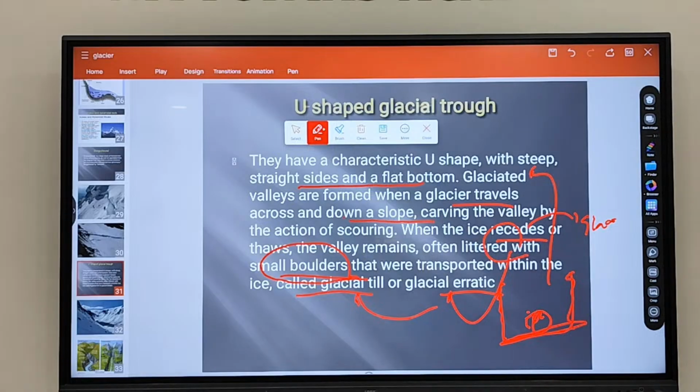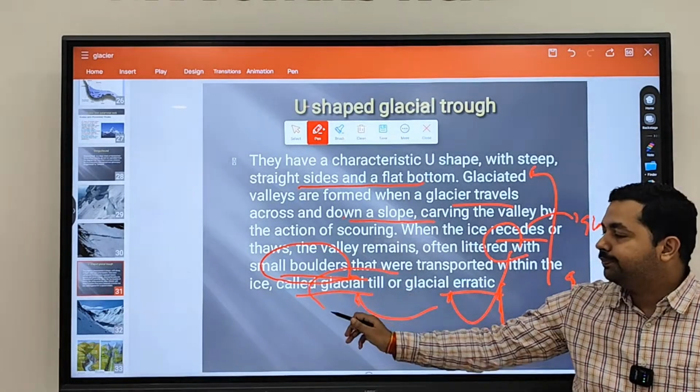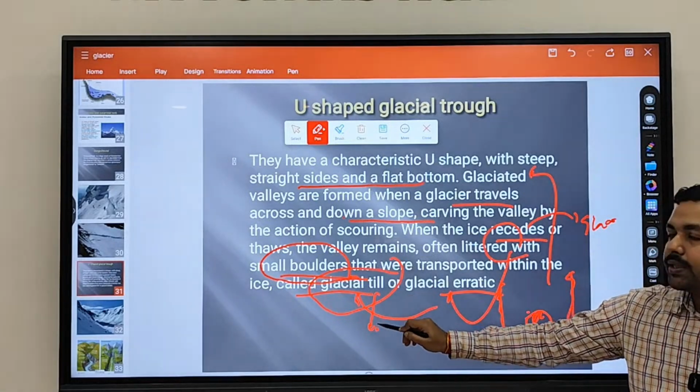In the highland region or in the lowland region? In the lowland. In the highland the temperature is already low. So when the glacier moves down and comes to the lowland region, what will happen? The glacier will melt. So glacial till is going to be a feature of which region? Lowland. Just now we discussed highland features.